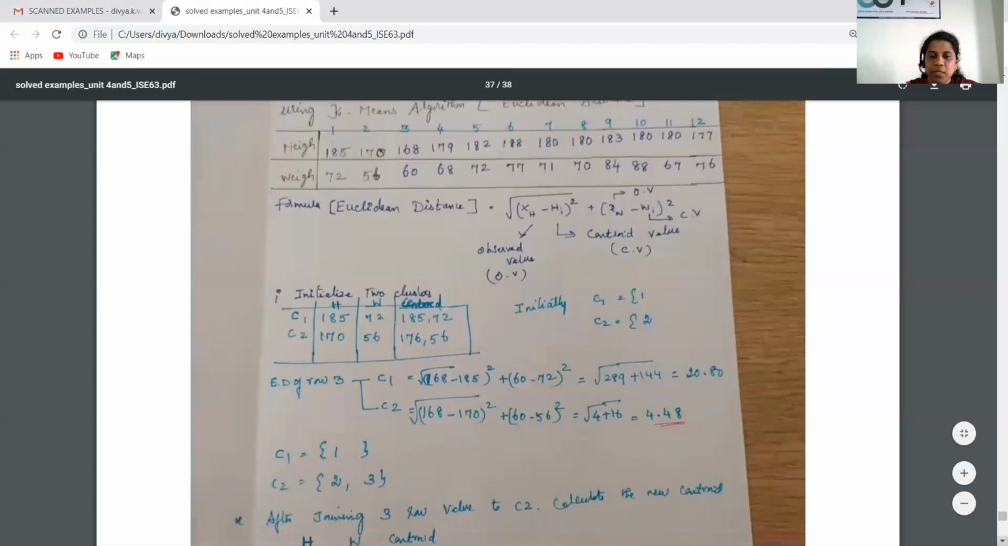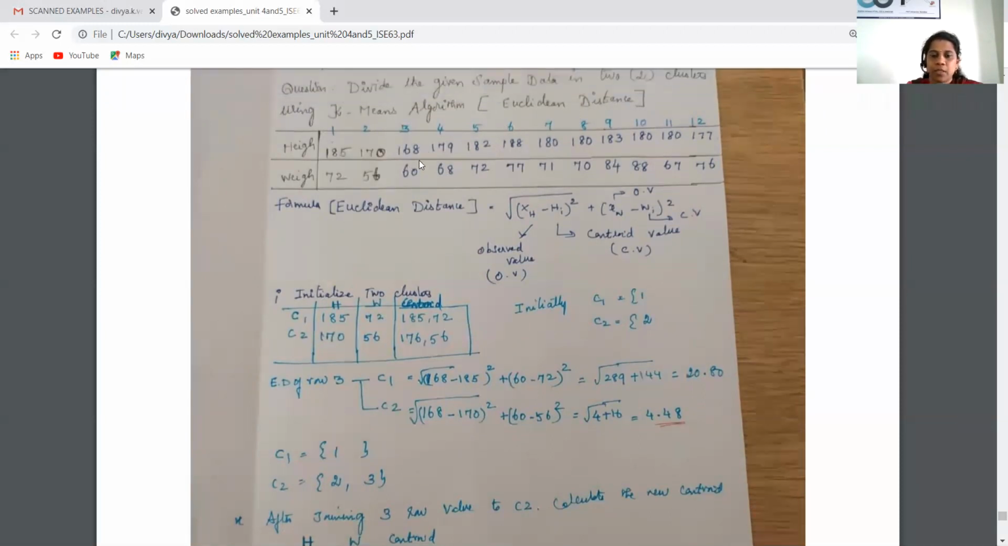Now what is the procedure? We need to check all the other points, the remaining 10 points out of 12, since two points have been taken as centroids. We need to check whether each is near to the first point or near to the second point. Based on the shortest distance, it belongs to that particular cluster. To calculate the distance, we are using the Euclidean distance formula.